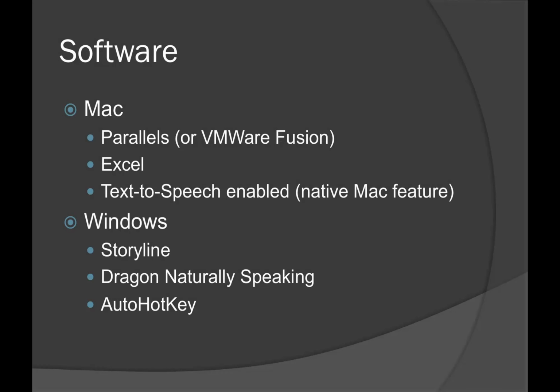For software, you'll need a copy of Parallels or VMware Fusion with Windows so you can run Storyline, of course. You'll need a copy of Excel, and you will need text-to-speech enabled on the Mac side, and that's a native feature for the Mac operating system. On the Windows side, you will need Storyline, a copy of Dragon Naturally Speaking, and AutoHotKey, which is a macro program.